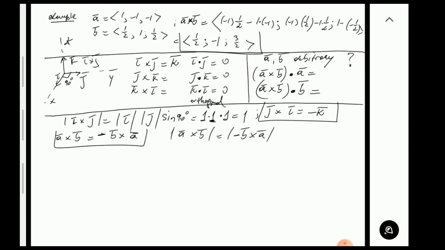By the same token, I hope it's pretty clear that j cross k should be, where is it? j cross k should be i. And then k cross i should be j. I was just making sure that the orientation is correct.